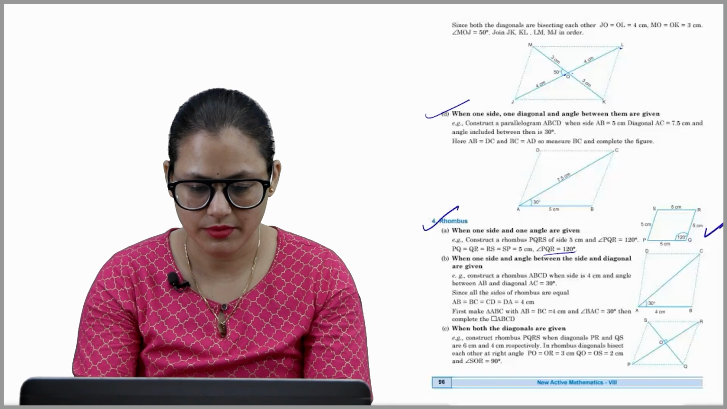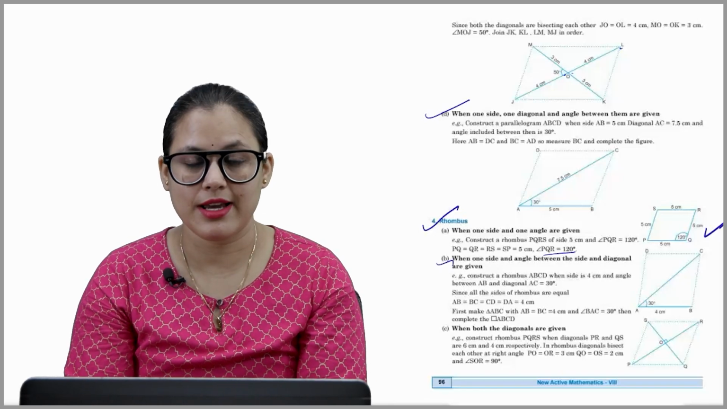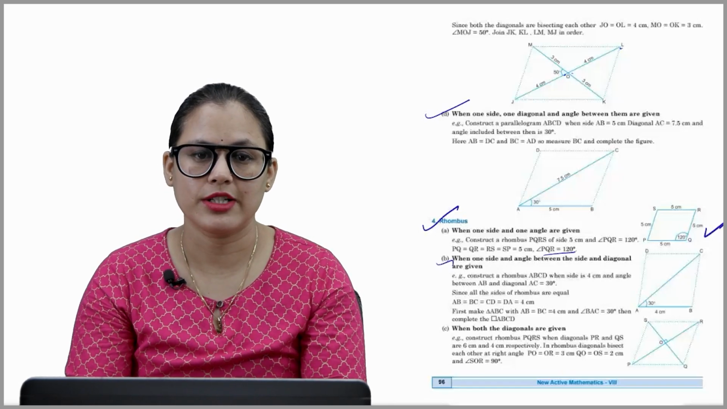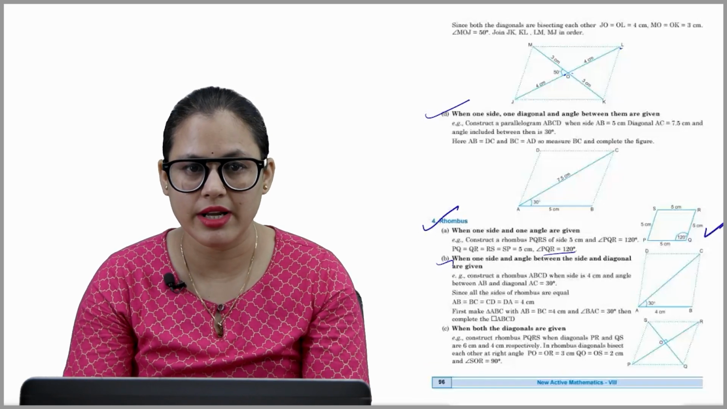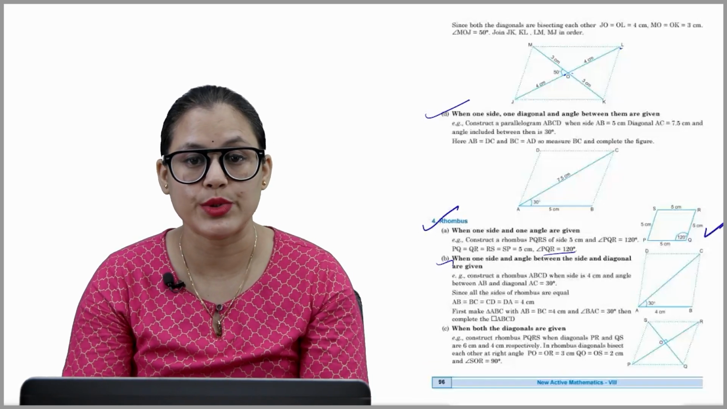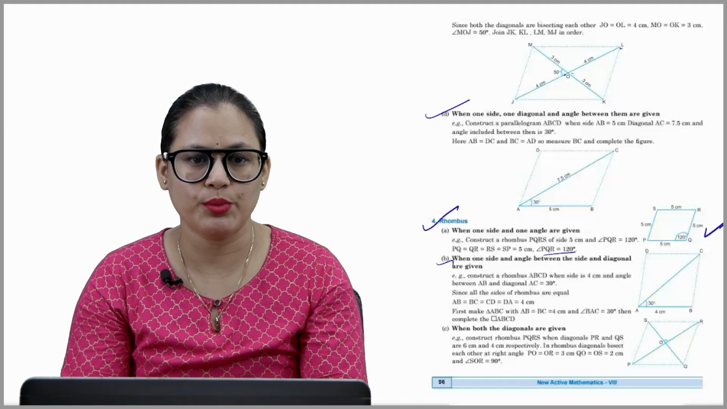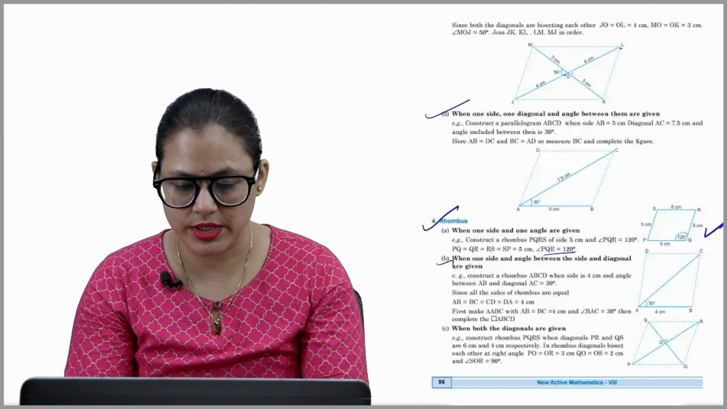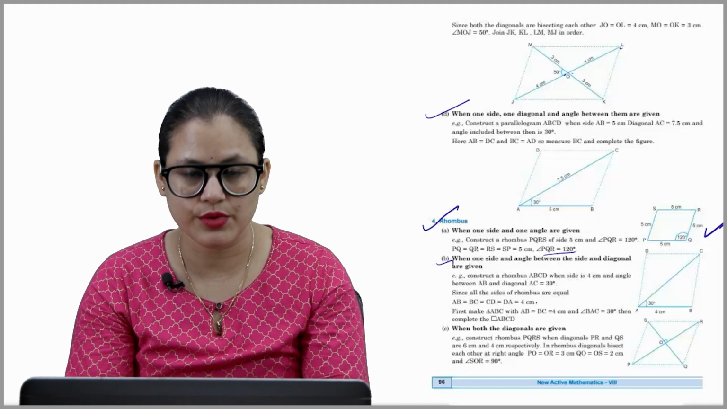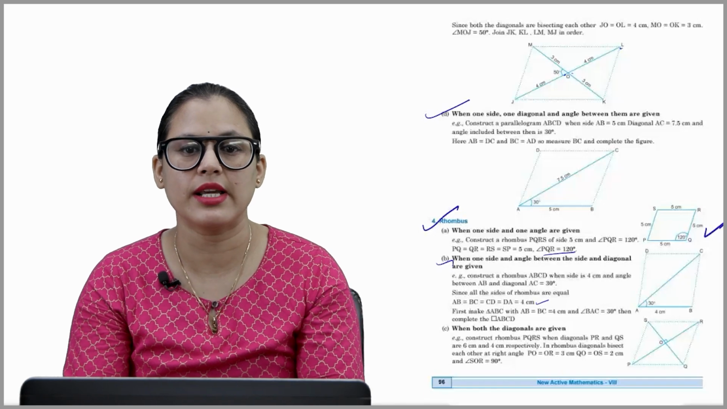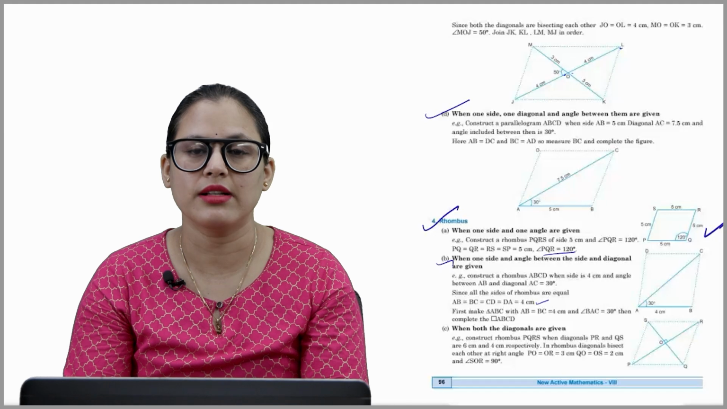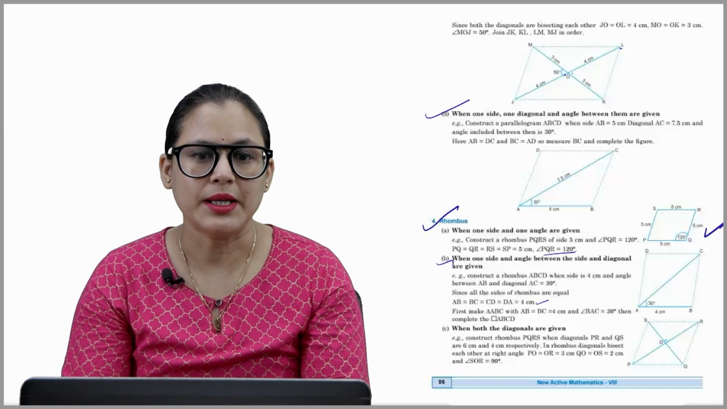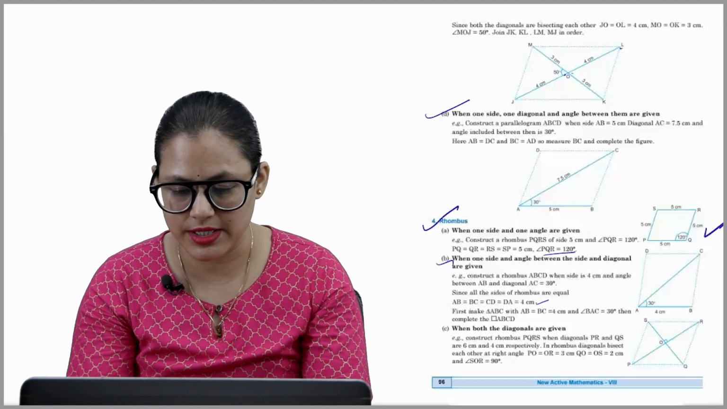B, when one side and the angle between the side and diagonal are given. For example, construct a rhombus ABCD when the side is 4 cm and the angle between AB and diagonal AC equals 30 degree. Since all the sides of a rhombus are equal, AB equals BC equals CD equals DA equals 4 cm. First make triangle ABC with AB equals BC equals 4 cm and angle BAC equals 30 degree. Then complete the rhombus ABCD.